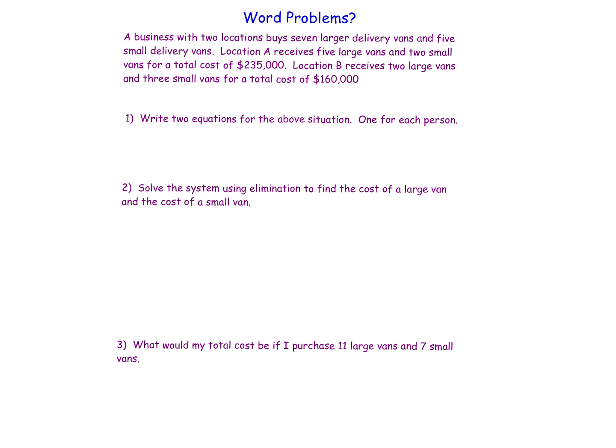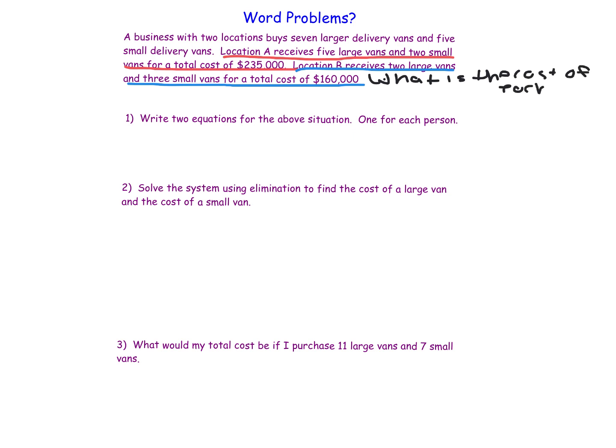It says a business has 2 locations and buys 7 larger delivery vans and 5 smaller delivery vans. Location A receives 5 large vans and 2 small vans for a total cost of $235,000, while location B receives 2 large vans and 3 small vans for a total cost of $160,000. Essentially what we're trying to figure out is what is the cost of each van. So add that in there. What is the cost of each van?